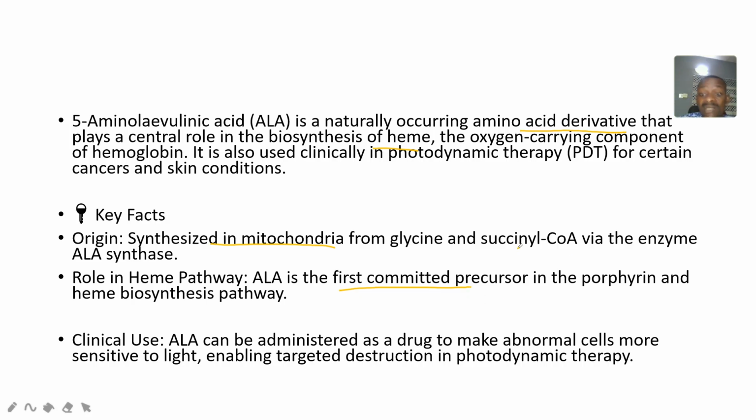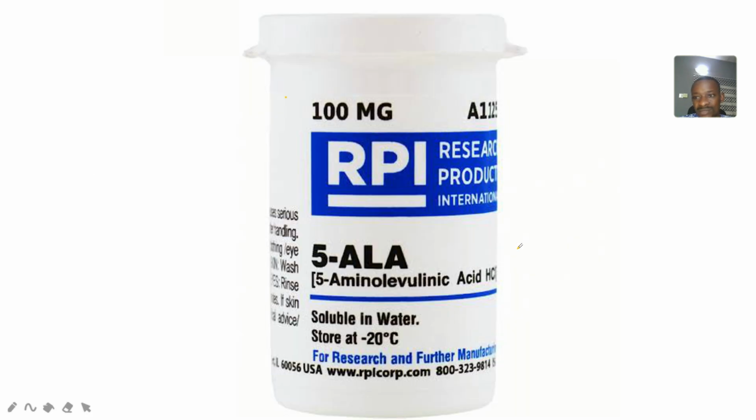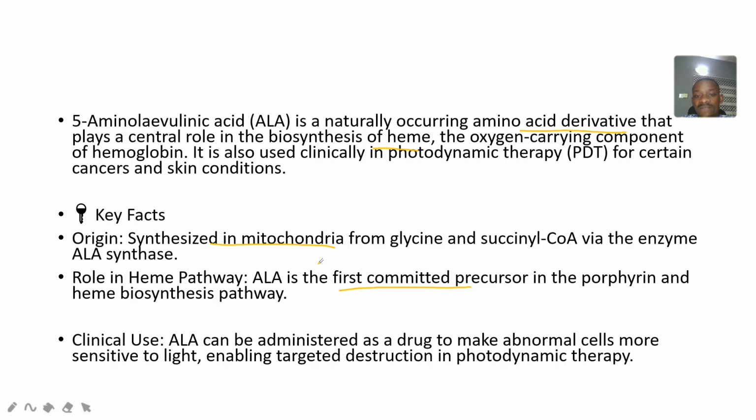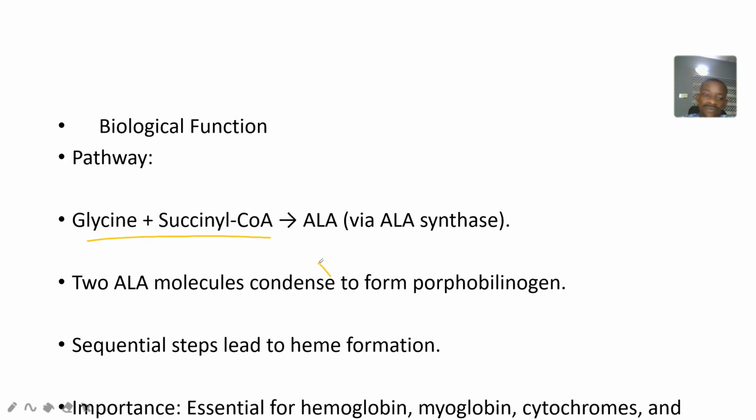It can be administered as a drug to make abnormal cells more sensitive to light, so it's mostly used in photodynamic therapy. Biological function: it is made from glycine and what? Succinyl-CoA. Two ALA molecules condense to form porphobilinogen. So from there, it goes on until it forms heme.